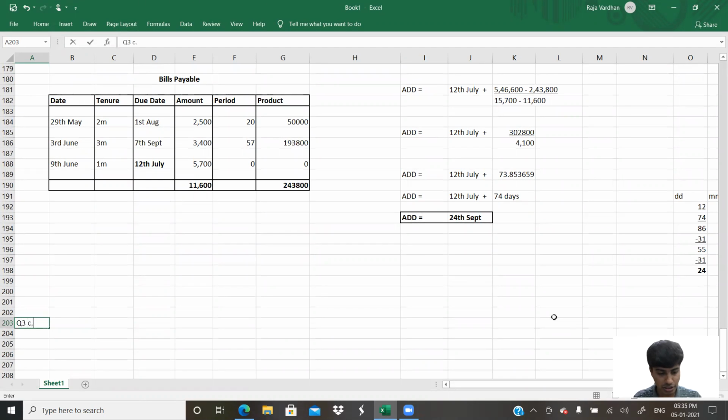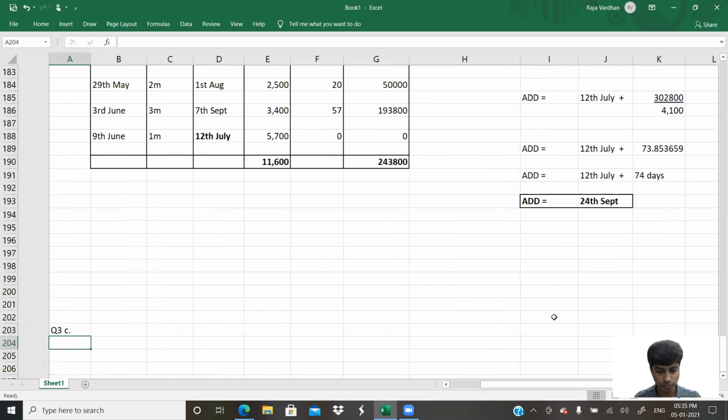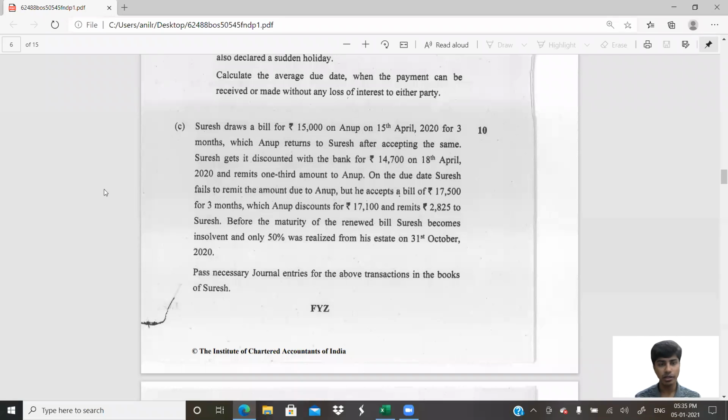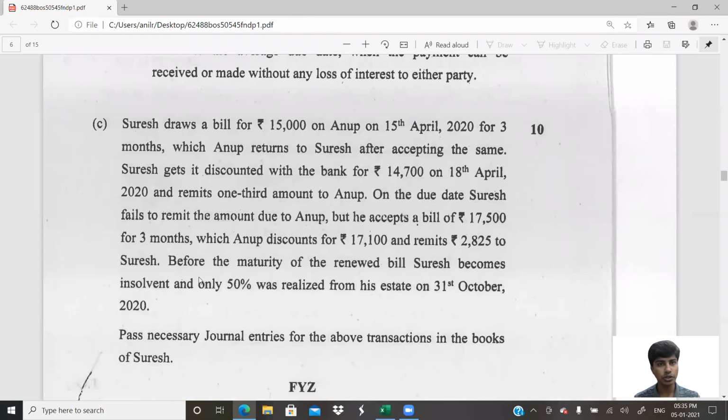Question number 3C. Yes. On bills of exchange. Let us read this. Suresh draws a bill. So Suresh is one of the persons, the other person is Anup, as you can see in the question. Let us read the last line of the question. That will help us understand what exactly are we expected to be doing in the solution. Pass necessary journal entries for the above transactions in the books of Suresh. So we have to assume that we are Mr. Suresh or we are Mr. Suresh's accountant and they need to pass journal entries.